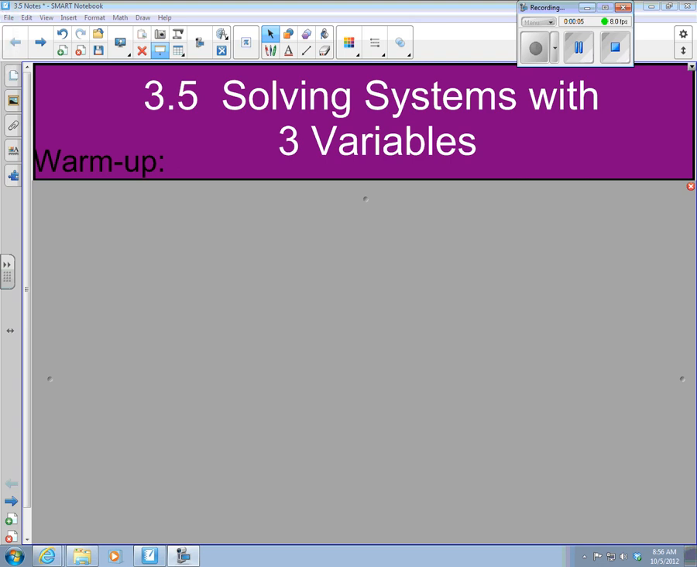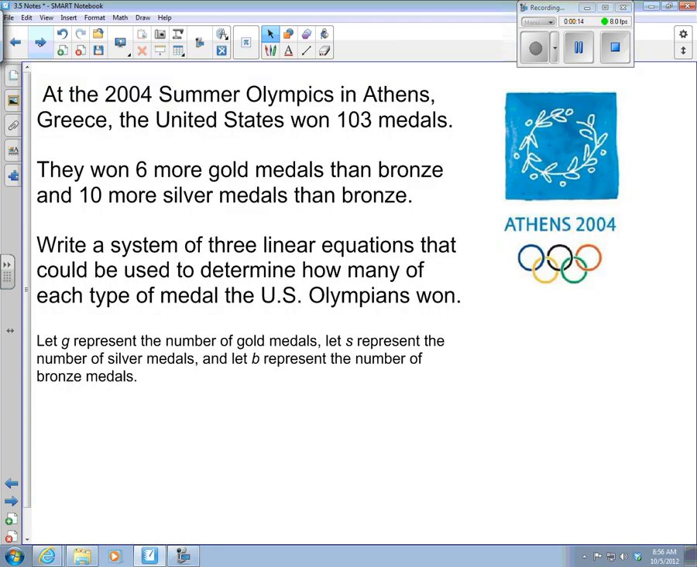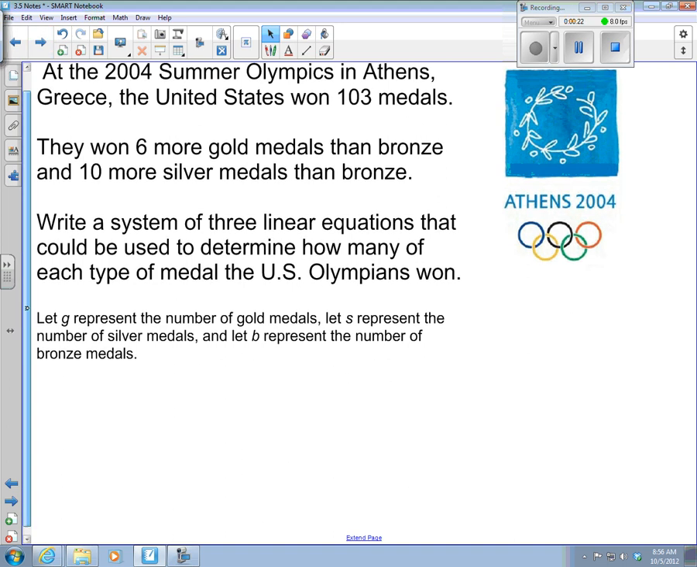This is Mr. Bakar. We're going to work on section 3.5, the last section before the test, solving systems with three variables. This is a typical three-variable problem. We're just going to set this one up. We're not going to solve it, just so you can see where we're coming from.